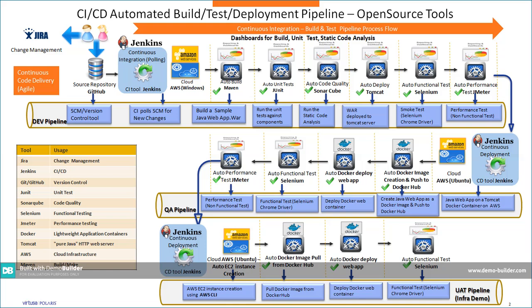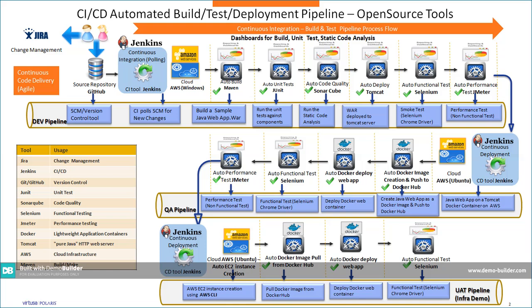For this demo, we'll take a simple Java-based application which is hosted on Tomcat application server. Let's see how the changes flow through different functional areas, starting from unit testing, static code analysis, functional and non-functional testing. Okay, before going into the live demo, let me walk you through the current setup.